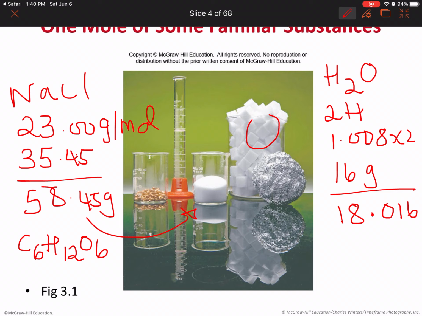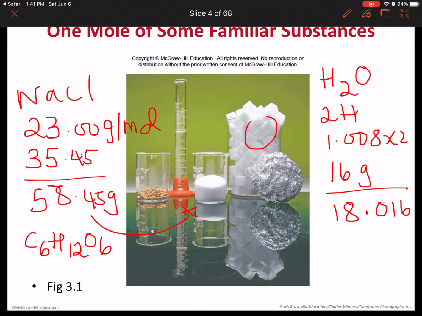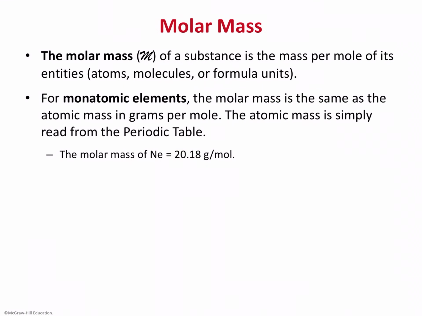And then you have crumpled aluminum foil. And aluminum, I believe, has a molar mass of about 27. So that's about 27 grams of aluminum. Okay. So that's 1 mole of some familiar substances.